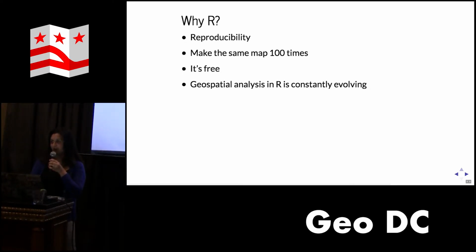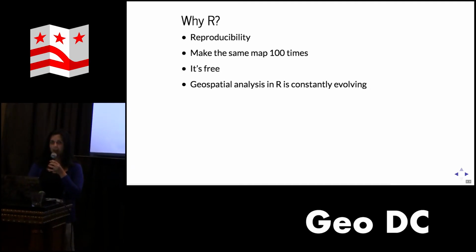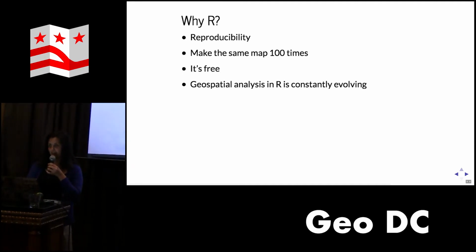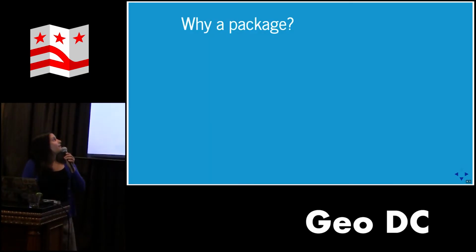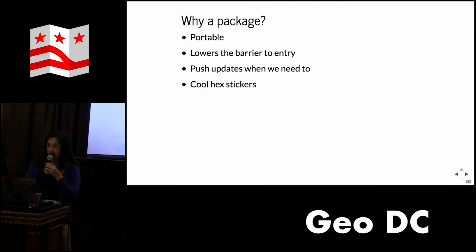I'm not going to work at Urban forever. I'm not going to have an ArcGIS license forever. I wanted a tool that I can use anywhere on any laptop. And geospatial analysis in R is constantly evolving. I've found that basically anything I want to do on a map in R is even easier than I thought it would be, and there's tons of smart people working all the time to develop new packages. And so then, why a package? So it's portable. There's no sending shapefiles, there's no assigning different file directories. I can run urbnmapr on any computer that has RStudio and then DevTools installed.